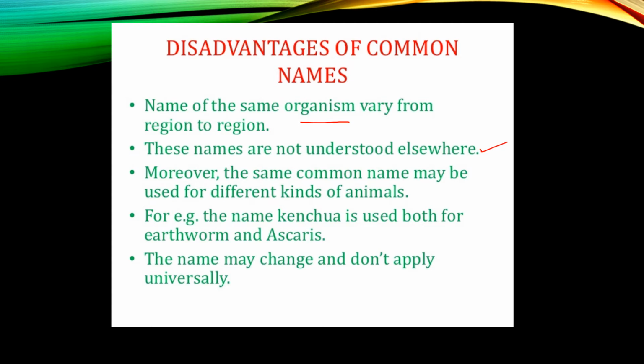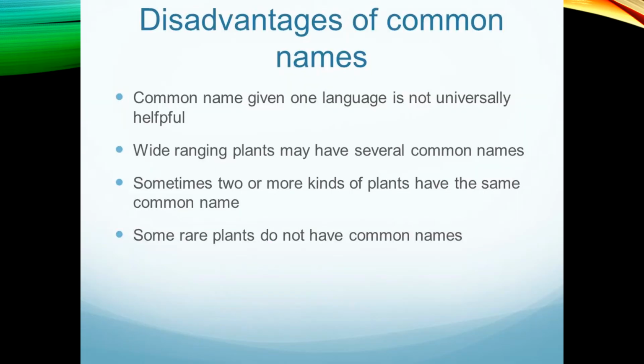Moreover, the same common name may be used for different kinds of species. For example, the name Kenchua is used for earthworm as well as ascaris. The name may change and does not apply universally. Some more disadvantages of common names: a common name given in one language is not universally acceptable. Wide-ranging plants have several common names.